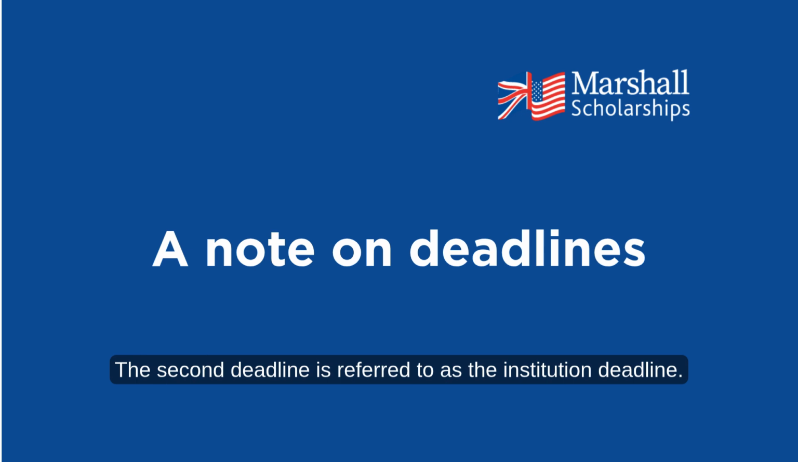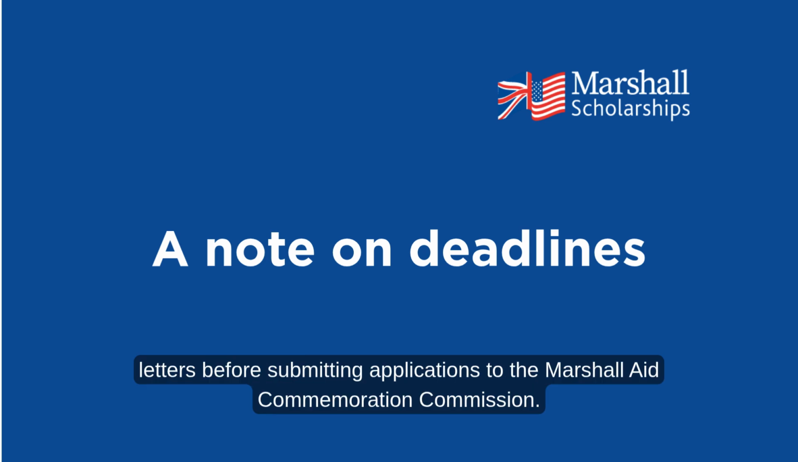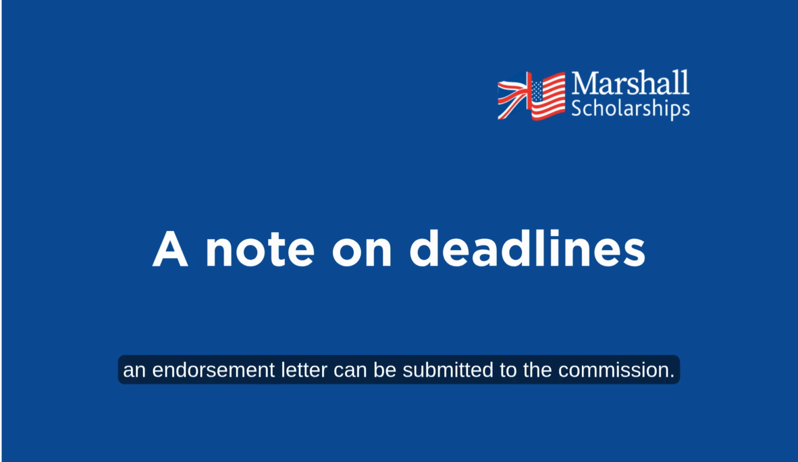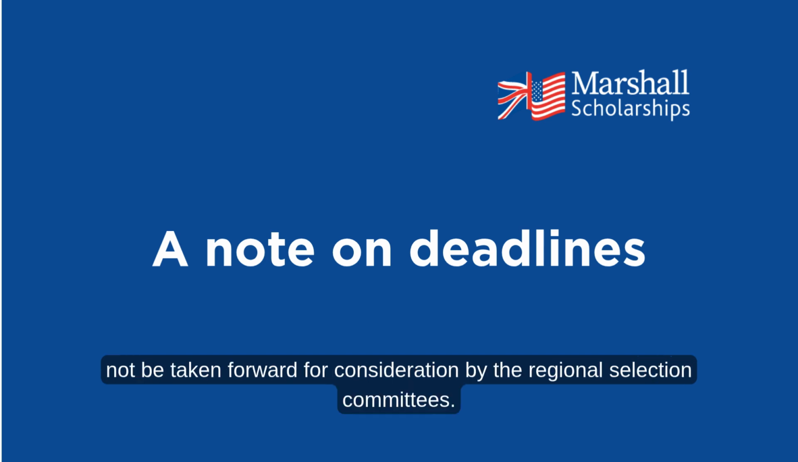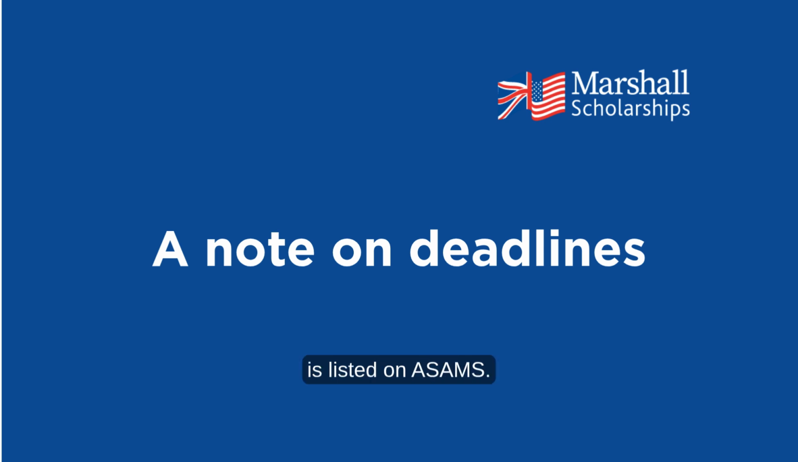The second deadline is referred to as the institution deadline. This is the deadline for all fellowship advisors to review applications and append endorsement letters before submitting applications to the Marshall Aid Commemoration Commission. Only applications that are completed with 3 recommendation letters and an endorsement letter can be submitted to the Commission. Applications that are not submitted by this deadline will not be taken forward for consideration by the regional selection committees. The date of the deadline updates each cycle and is listed on ASAMS.